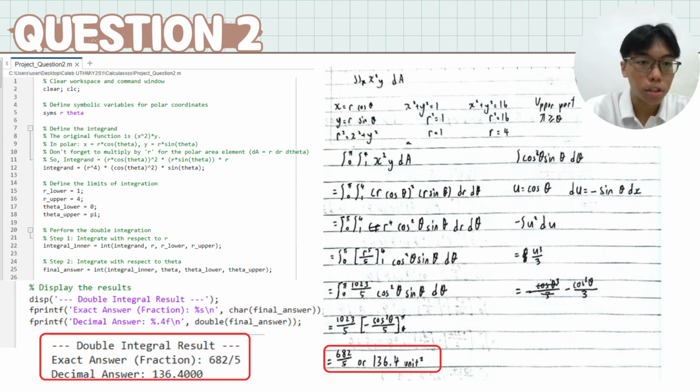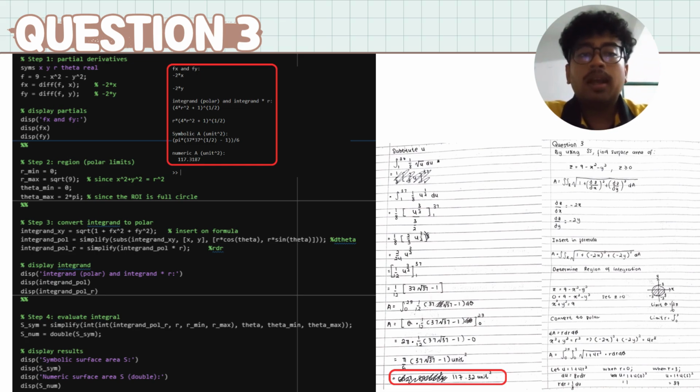We move on to question 3. Hi everyone, my name is Zaim. Today I will walk you through my MATLAB script that calculates the surface area of the paraboloid z equals 9 minus x squared minus y squared, where z is greater than or equal to 0.